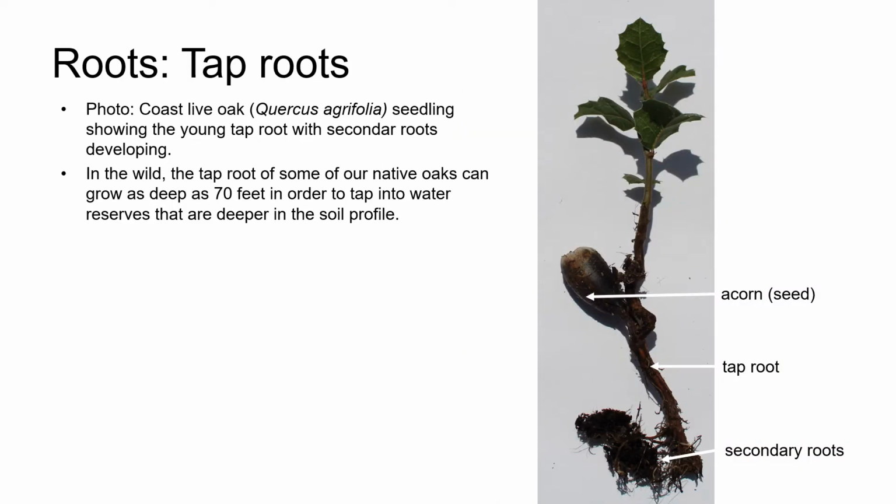The photo on the right here shows a young seedling of one of our locally native oak trees, coast live oak or Quercus agrifolia. In the photo, you can see the young taproot with its secondary roots at the bottom there that are developing. In the wild, the taproot of some of our native oaks can grow as deep as 70 feet in order to tap into water reserves that are held much deeper in the soil profile.